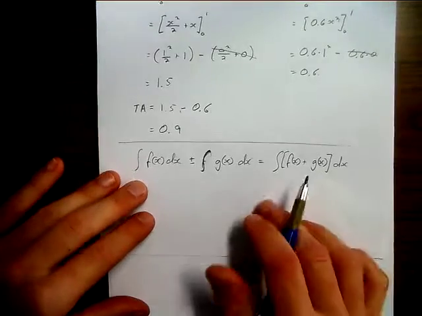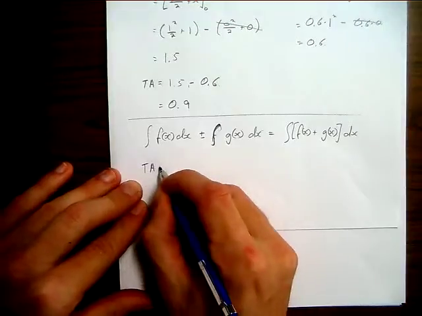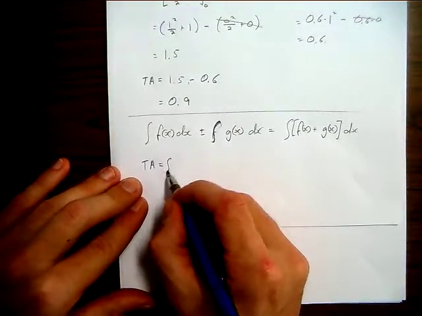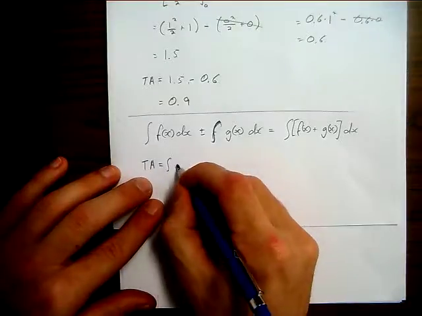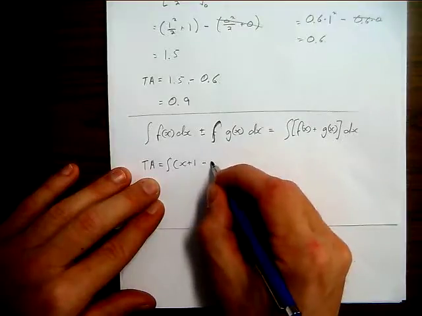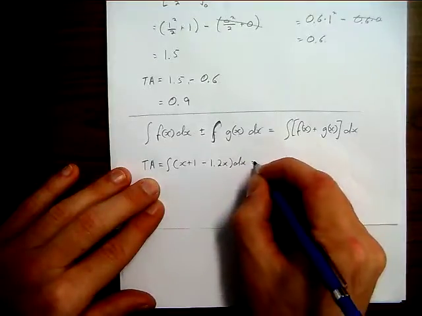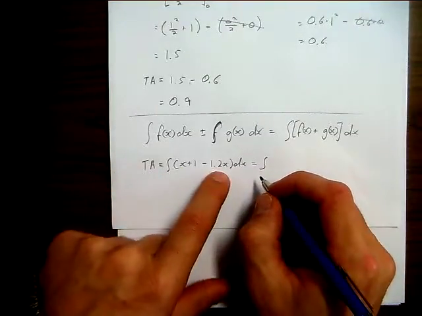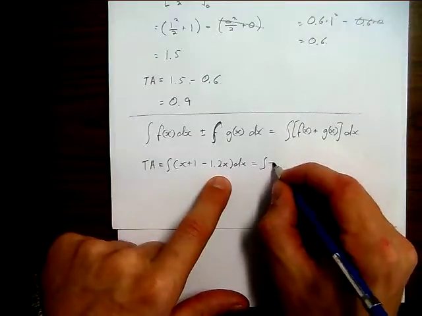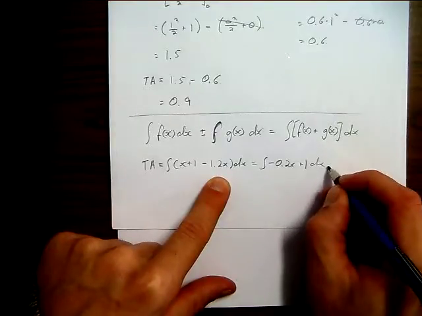Sorry for those people that were still copying down. You know what, I can do it down here. So let's go, our total area could actually be the integral. Now our function is x plus 1 minus 1.2x dx, which is x take 1.2x is negative 0.2x plus 1 dx.